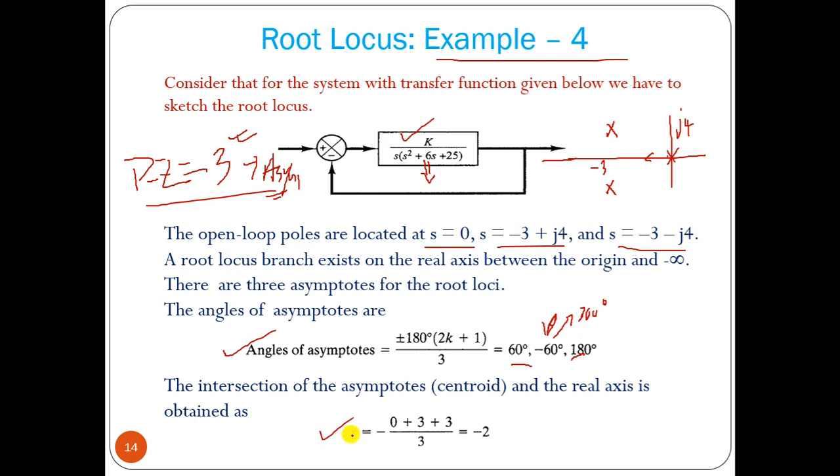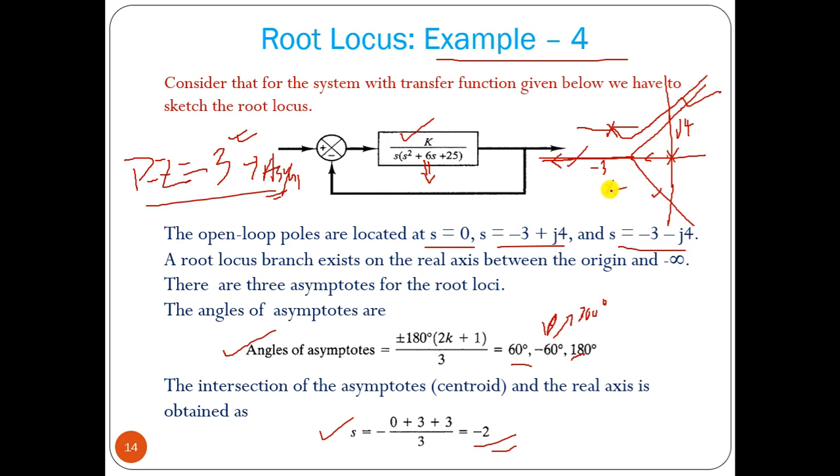And now we have to find out the centroid. Centroid is the summation of the real parts of the poles, so 0 minus 3 minus 3 will be minus 6, divided by 3, so minus 2. So minus 2 is your centroid, and we will have 180 degree, 60 degree and 300 degree asymptotes. We have 3 asymptotes now. That means this pole should go to infinity, to 0, along the 180 degree line, and the complex poles should depart at an angle and go along the asymptotes approaching infinity.